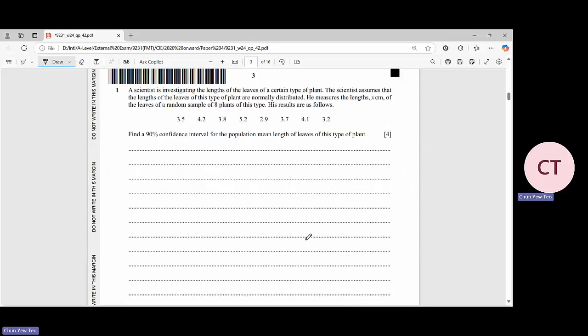Question 1. A scientist is investigating the length of a leaf of a certain type of plant. The scientist assumes that the lengths of the leaves of this type of plant are normally distributed. He measured the length, x centimeters, of the leaf of a random sample of eight plants of this type, and his results are as follows. Find a 90% confidence interval for the population mean length of the leaf of this type of plant.